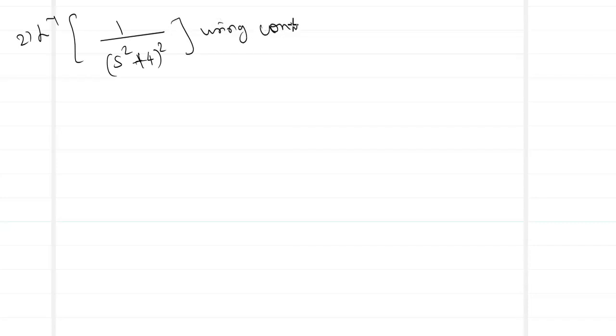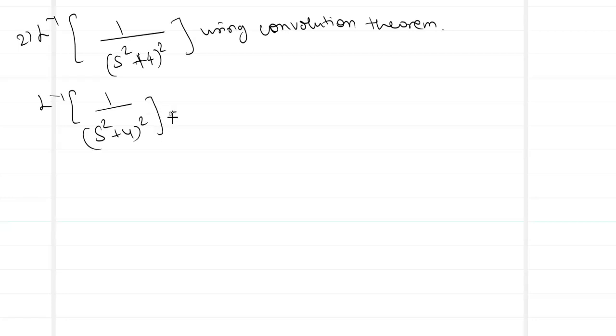Problem number 2. Find Laplace inverse of 1 divided by s square plus 4 the whole square using the convolution theorem. So, using convolution, as they have given, we stick to the theorem to apply it. Now, how can I split this Laplace inverse of 1 by s square plus 4 the whole square? I can rewrite this as 1 divided by s square plus 4 product 1 divided by s square plus 4.